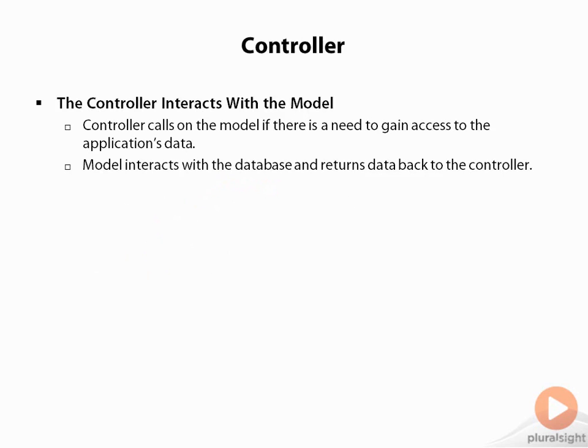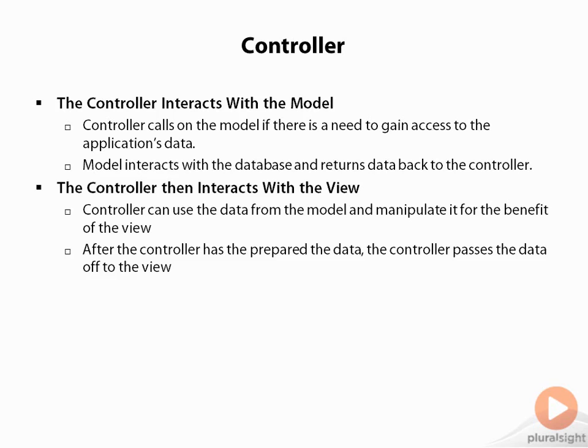The controller will call on the model if there is a need to gain access to the application's data. If there is no data method in the particular action, then the controller will not access the model. If there is a method call, the model is called and will process and return the data that is requested. After that, the controller will take the data that it received from the model and manipulate it for the benefit of the view. Once all the data is finished, it is then passed off to the view for the presentation.